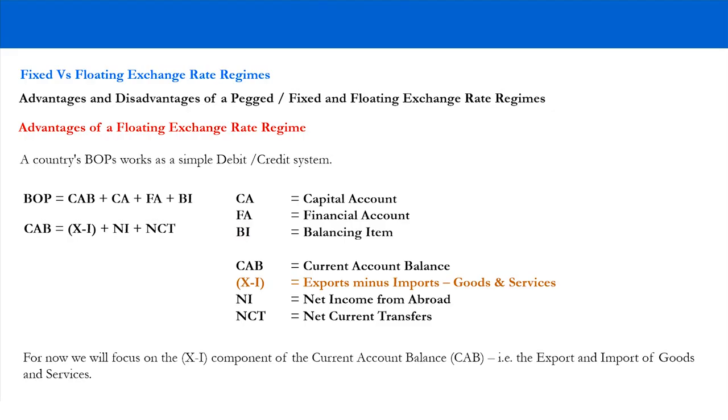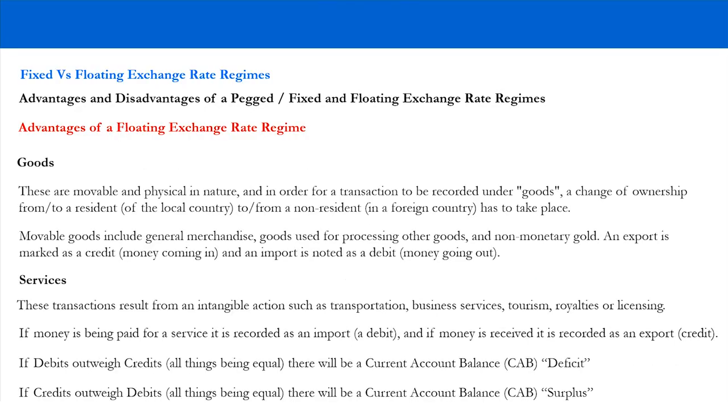Let's focus for the moment on the current account balance and the specific component of the current account balance, which is the exports minus imports, X minus I component. So net exports or imports. As I said, we're going to look at this in a lot more detail when we get to our systematic process, which is much further in the video series. And we need to look at goods and services in total.